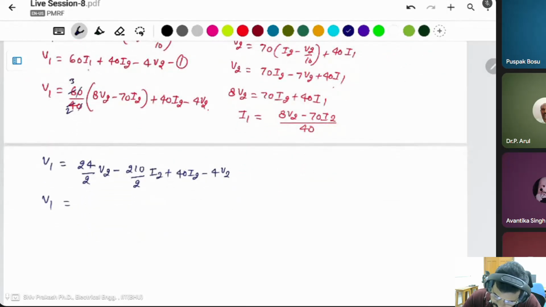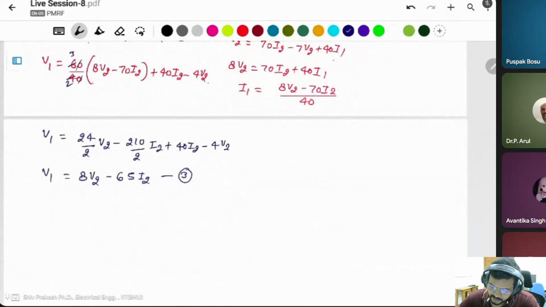V1 will be, this is 24 by 2 is 12 minus 4, this is the 8 V2. 210, it means 105 minus 105 plus 40 is equal to minus 65 I2, equation number third.